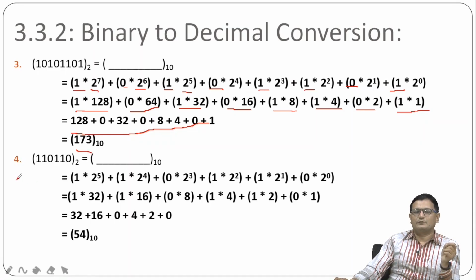Similarly, try to do this on your own. Suppose the binary number given to you is 110110, then how can we convert this number into decimal? Your answer should be 54, okay, fine.